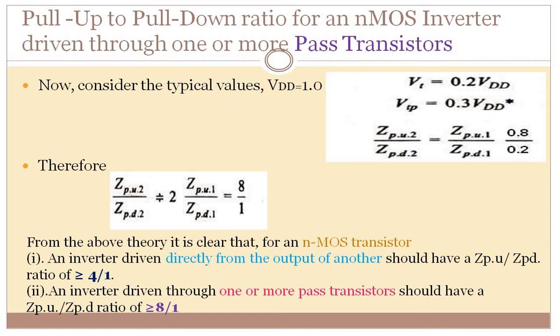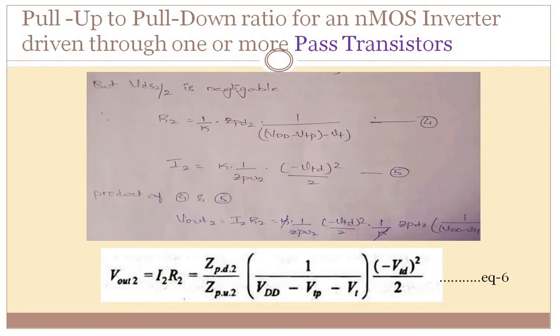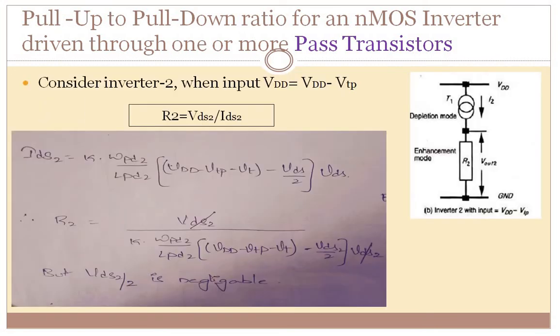I hope you are clear with today's topic. In the next topic we will be seeing your CMOS inverter. This was all about your nMOS inverter: the pull up to pull down ratio for an nMOS inverter driven through a pass transistor or directly through one more nMOS inverter. Clear? So what are the depletion mode and enhancement mode transistors?